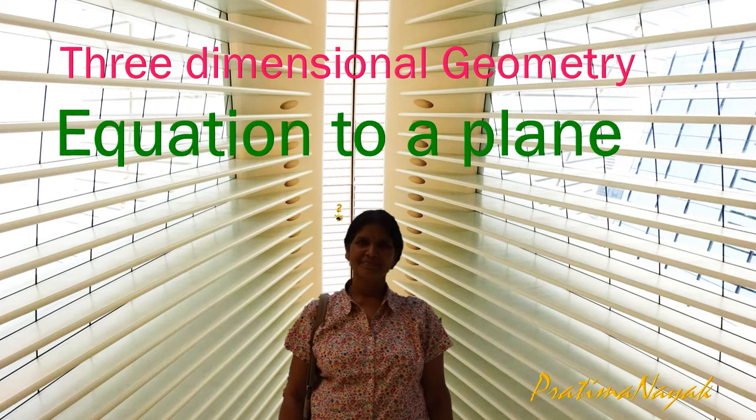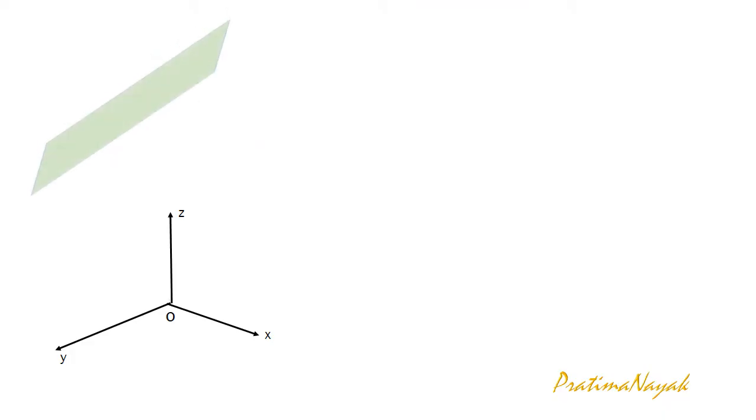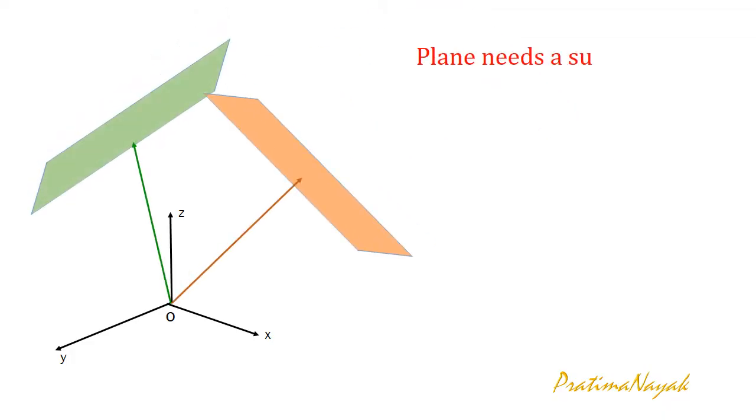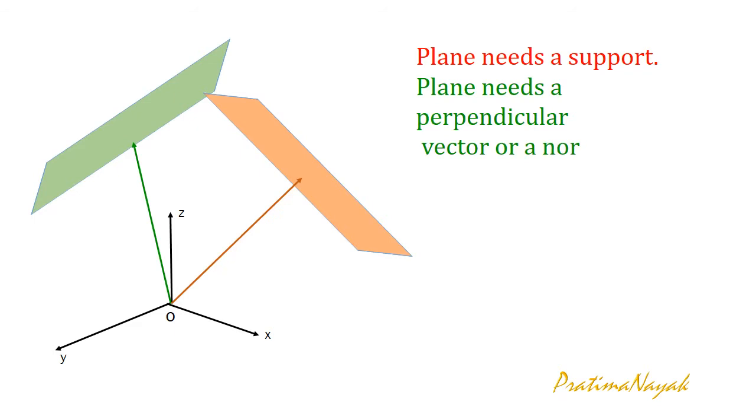Today we will develop the concept of three-dimensional geometry, equation to a plane. Plane needs a support to be in space. Plane needs a perpendicular vector or normal vector from the origin. When we talk about plane, we need its normal vector.